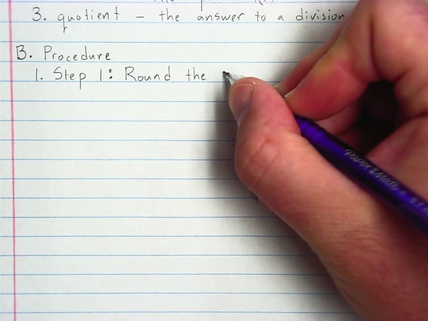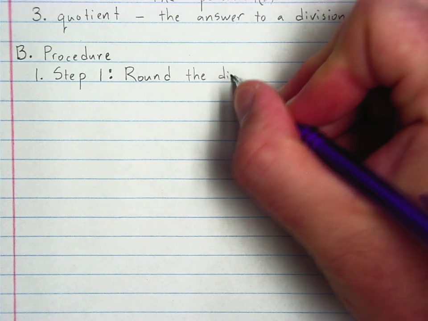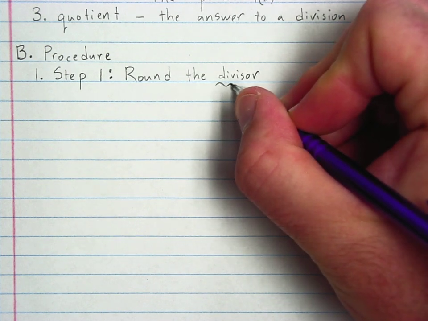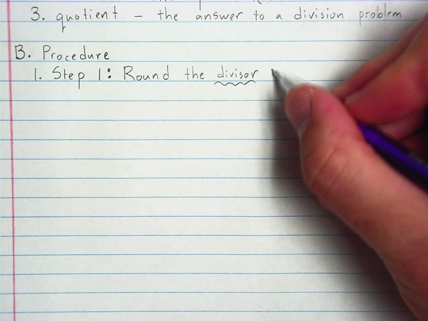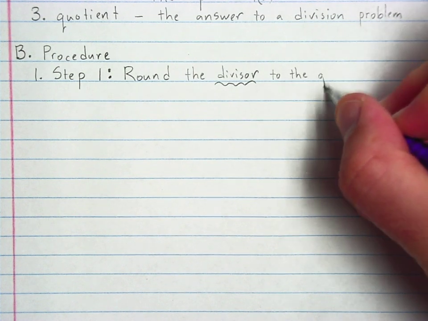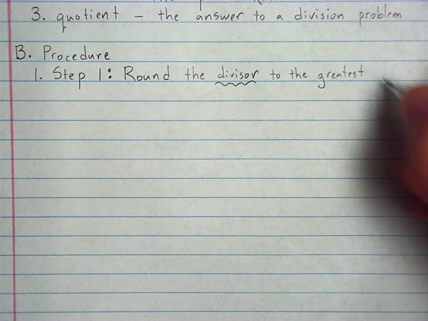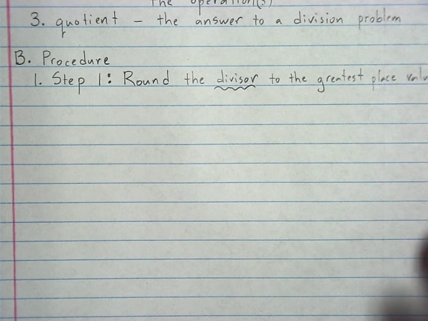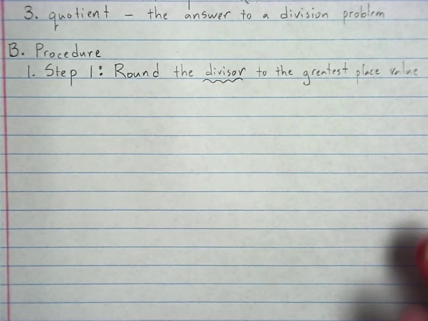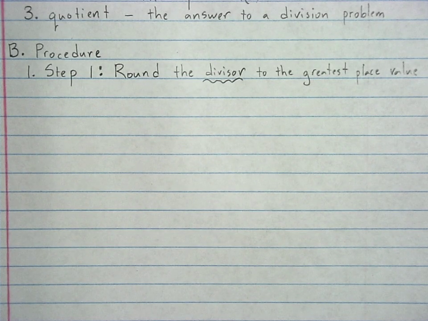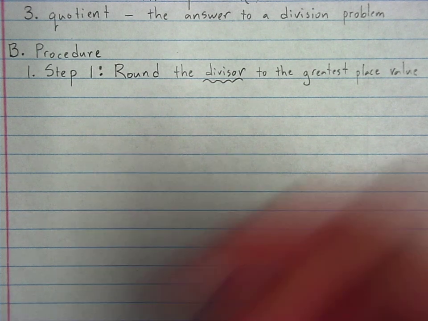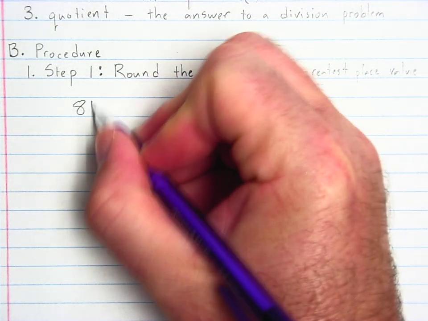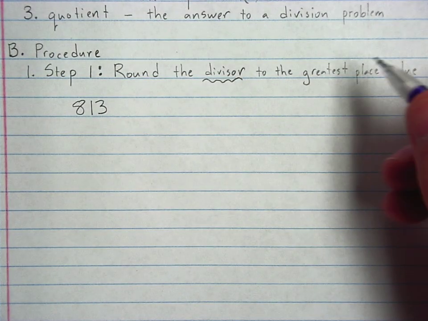Round the divisor. Round the divisor to the greatest place value. I'll move my paper so you can see the whole thing in just a moment. Okay. Round the divisor to the greatest place value. We are starting with the number of groups you're splitting something up into. So, if I have 813, this is what I'm starting with.